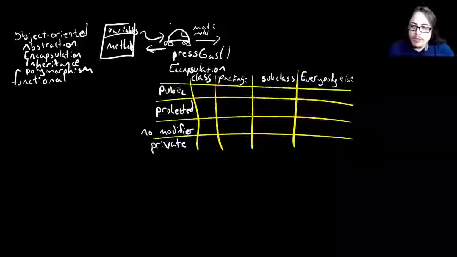So encapsulation refers to a bunch of different access levels: public, protected, no modifier, and private. These tell you whether or not variables and methods are exposed at certain levels. If we go with the easiest one, which is public, it's exposed at the class level, so other classes.